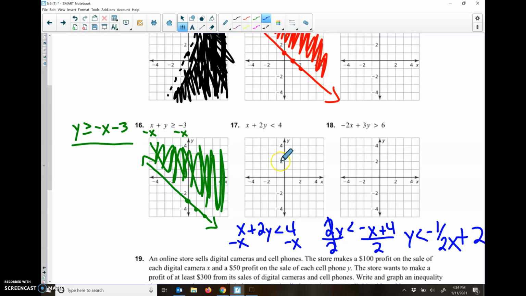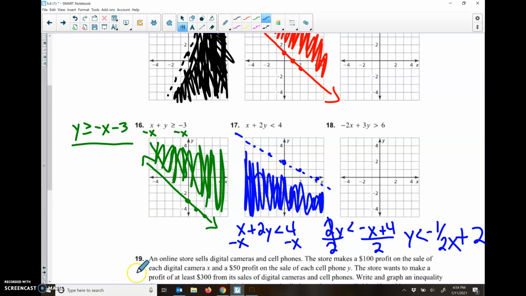So now if I'm graphing that line there, so I have my 2, and then my slope is -1/2. So that's going to be down 1, right 2, down 1, right 2. And then since it's a less than sign, we're just going to do dots here, not a solid line like we did on 16 because it's equal to. And anything less than that means we're going to shade below the line there. So anything less than y is less than -1/2 x plus 2.